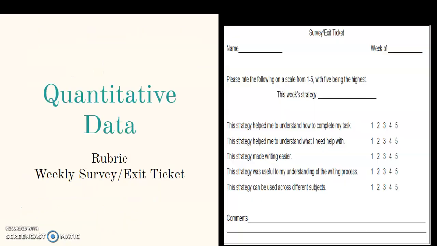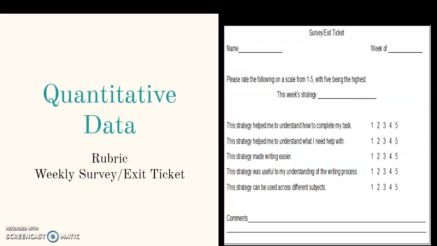So here we have my quantitative data. You see an example of my survey / exit ticket. So the survey was done weekly. The students had to rate themselves on a scale from 1 to 5, with 5 being the highest.